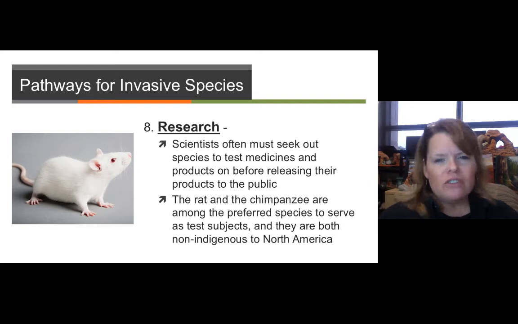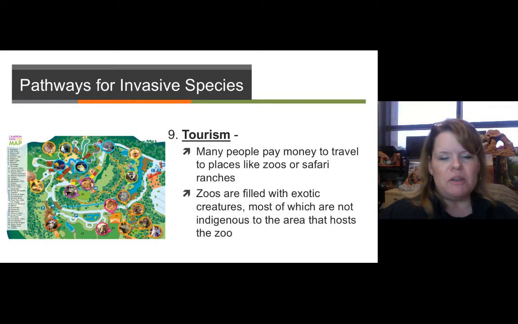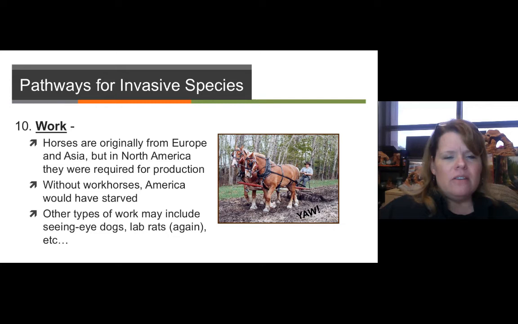A ninth pathway is tourism. Many people pay money to travel to places like a zoo or a safari ranch. Zoos are filled with exotic animals and creatures, most of which are not indigenous to the area that hosts the zoo. You may have strong feelings for or against a zoo, but in many cases, zoos are simply a way to take care of animals who are disabled and allow the public an appreciation for wildlife they would not otherwise get to see. Another pathway for invasive species is work. For example, the horse.